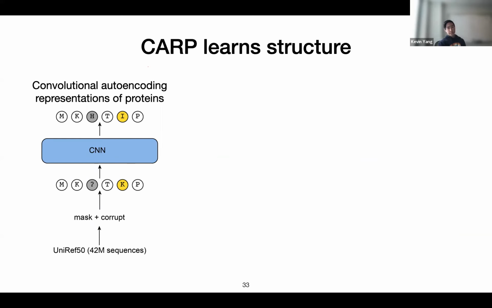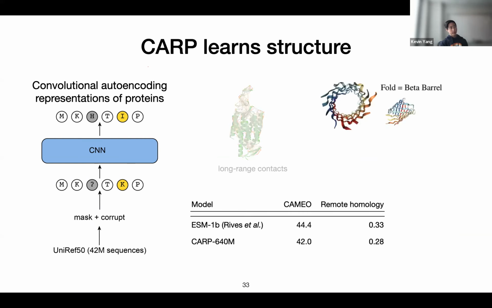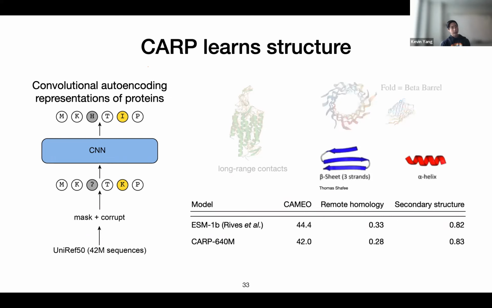So here's CARP again. And just like a transformer, a pre-trained CNN can learn structure. Here we're going to compare directly to ESM-1b. The first task is long-range contact prediction, and here are the results for CAMEO. We're pretty close there. We also do remote homology, where ESM-1b is a bit better, but we definitely learn something here. Remote homology is, given the protein sequence, classify which CATH, I think, superfamily it's in. And then this is three-class secondary structure, predicting whether each residue is part of a beta sheet, an alpha helix, or a loop.